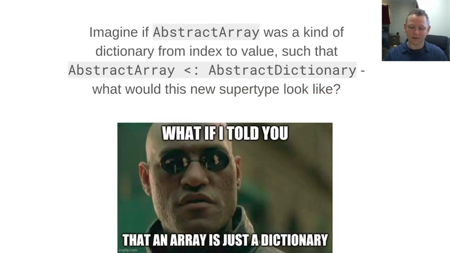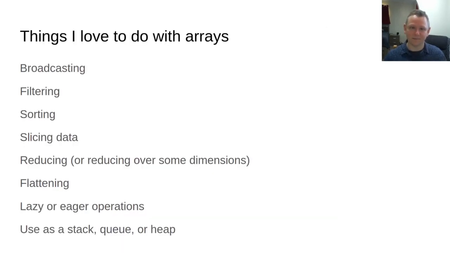So how does this work? So fundamentally, there's this little thought experiment I like to do, which is, you know, if you think of an array is a container where if you give it an index, it will give you a value. It's a kind of dictionary, you know. So what if there was some kind of supertype which encompassed both dictionaries and arrays? What would that supertype look like? Okay, what would it look like?